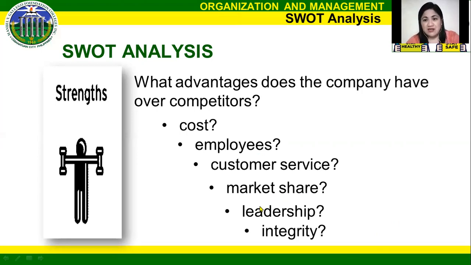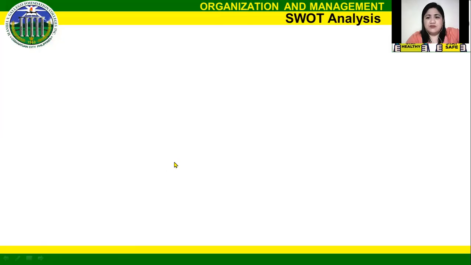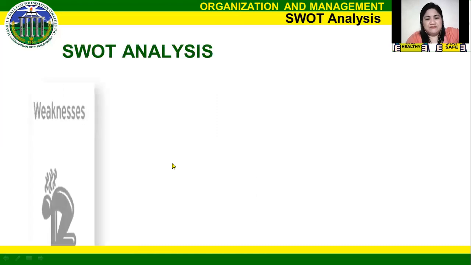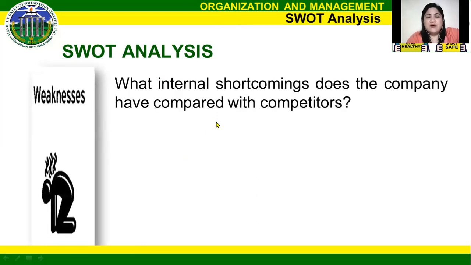Wala bang nalason na? O wala ka bang issue na nagbebenta pa rin kayo ng expired? Meron kang mga tax evasion cases? So, yun po yung sa integrity. So those are the strengths. You are going to look at these factors, at these elements when you want to identify the strength of your company or your product or your organization. The next would be your weakness. Anong tanong natin ngayon? What internal shortcomings or problems does the company have compared with the competitors?